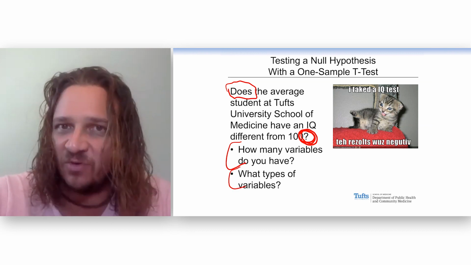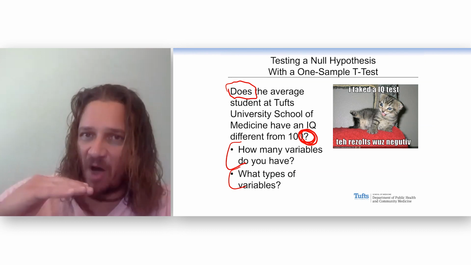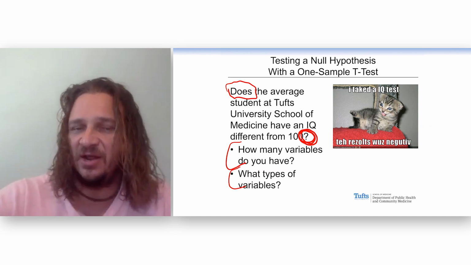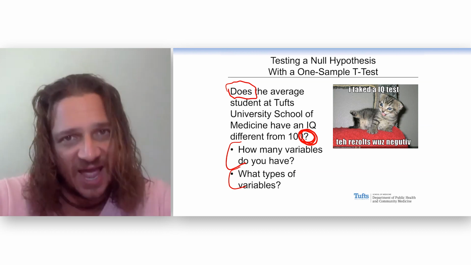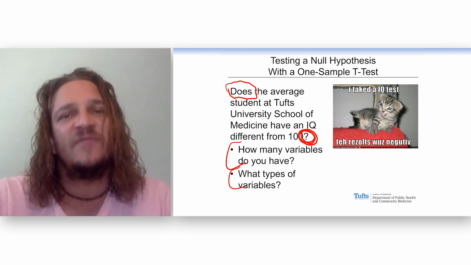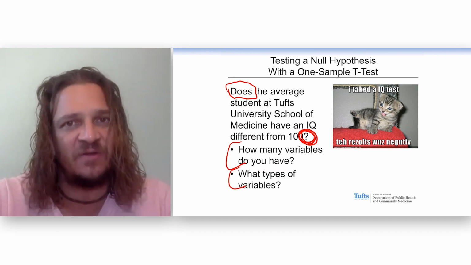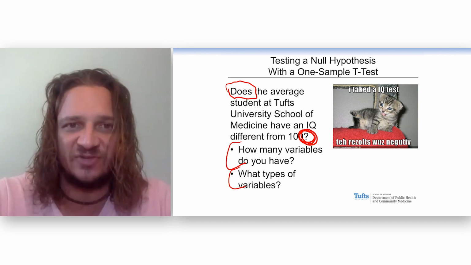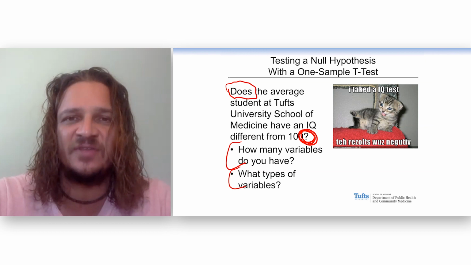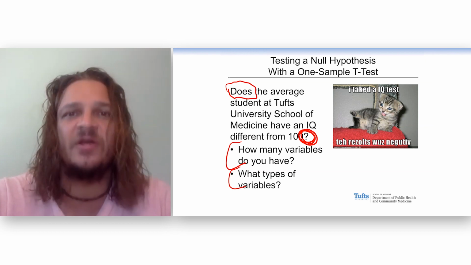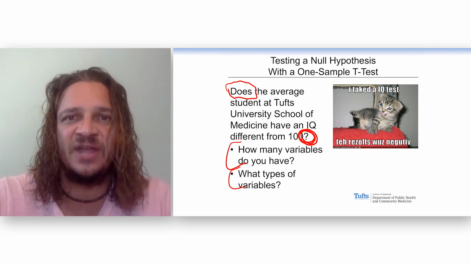This is going to go back to one of our earliest conversations between binary, ordinal and nominal, categorical, discrete, and continuous. And we're going to have to look at data and think about how many variables do we have? What information do we have on each element of our sample? And then what do we need? What variables do we need here to answer this research question? So think about this for a second. How many variables are there? Does the average student at Tufts Medical have an IQ different from 100?